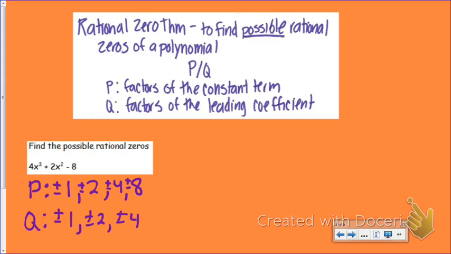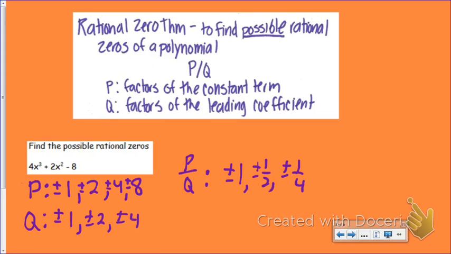So then what I do is I find p over q. Every p value divided by every q value. I think it's usually easiest to start with each p and divide each p by every q. So I'm going to take the first p, which is 1. So I'll do 1 divided by 1, 1 divided by 2, and 1 divided by 4.